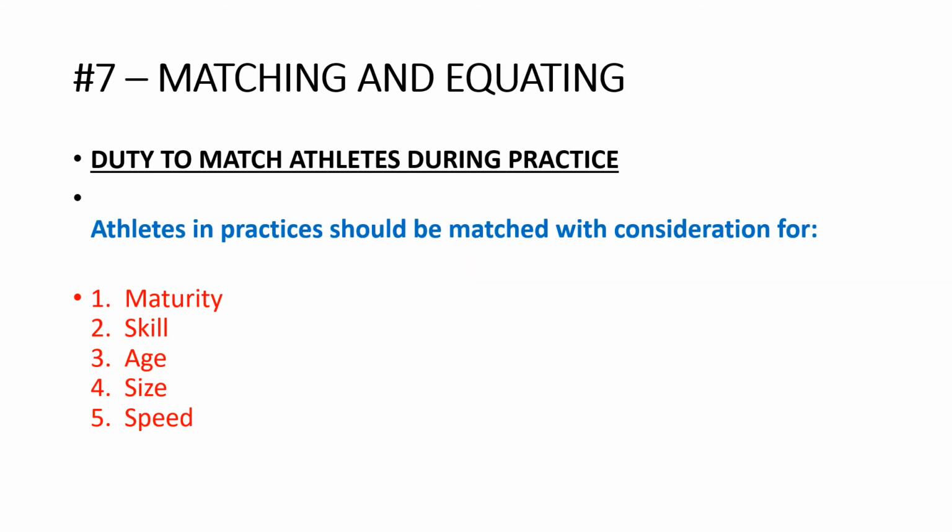Number 7, matching and equating. This is huge, and you see this all the time when I do consulting, is we need to match the athletes in practice to meet their maturity, their skill level, their age, their size, and their speed. I always give the example with ninth graders. We have such a large difference in maturity levels and then their skill and their size and their speed. So again, it's important to create safe and sound matchups.